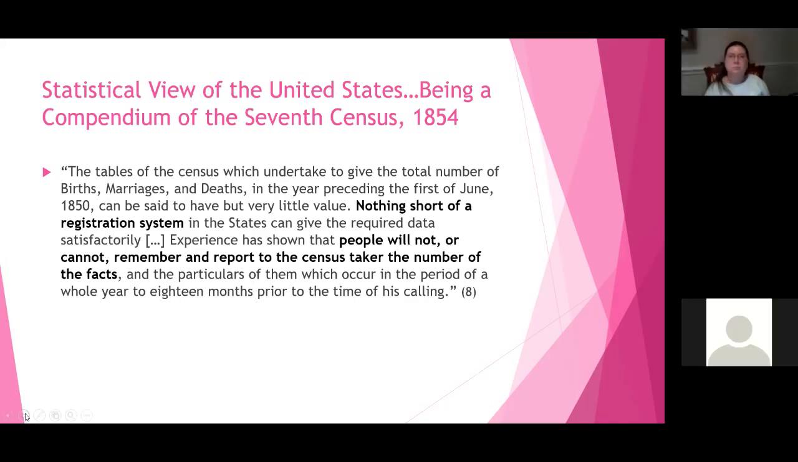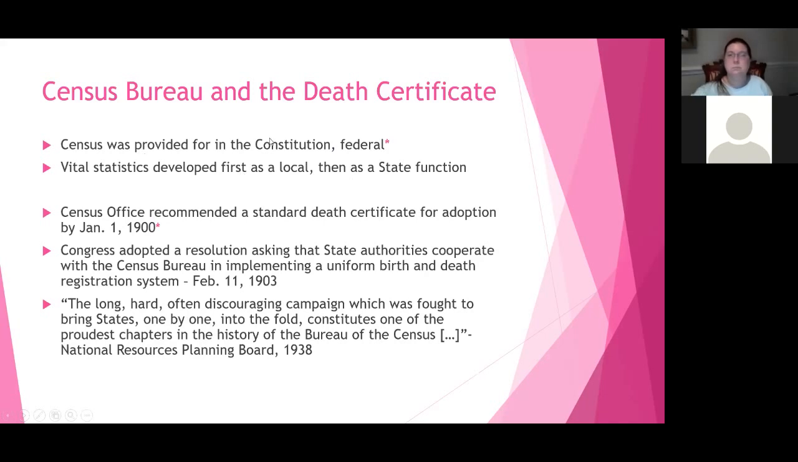So the Census Bureau and the death certificate. The census was something that was provided for within the Constitution, so it's at a federal level, and that's why it's so much more organized, and it's been around so much longer than an actual standardized death registration system. Vital statistics themselves developed more at a local level and then as a state function.